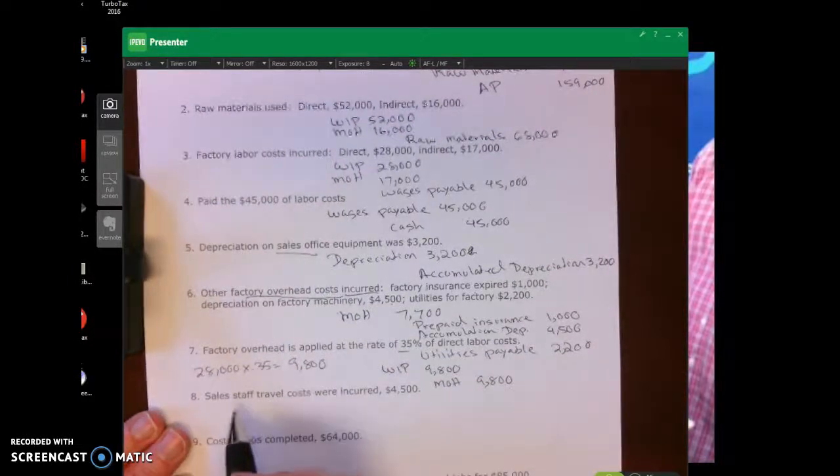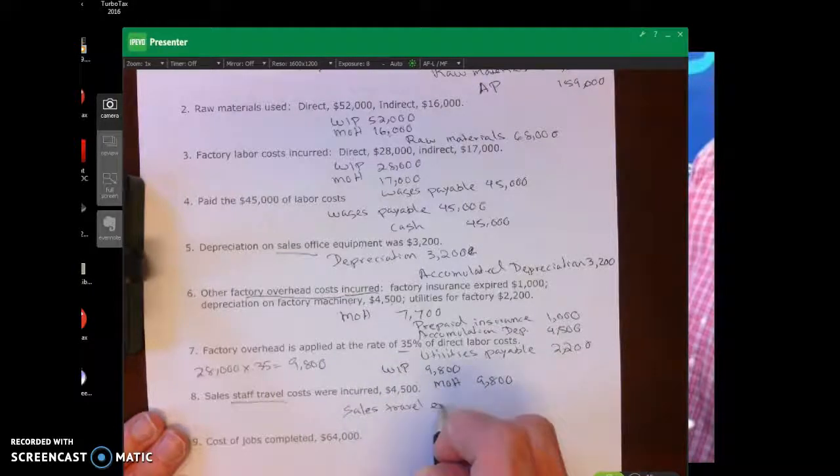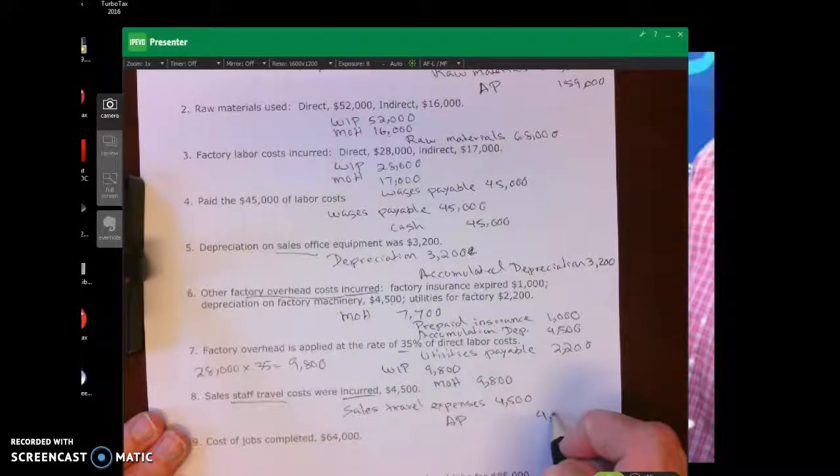The next one that we have is sales staff travel costs were incurred, $4,500. And again, this is not manufacturing overhead. This is another period cost. So I come over here and I can just say sales travel expenses, $4,500. It just says incurred, not paid, so I'm going to credit accounts payable. If it said paid, then I would credit cash.